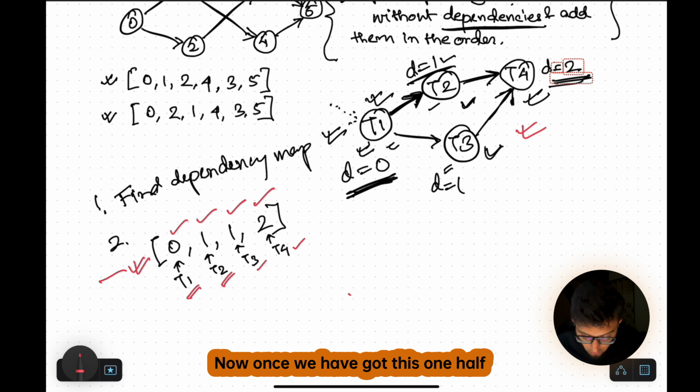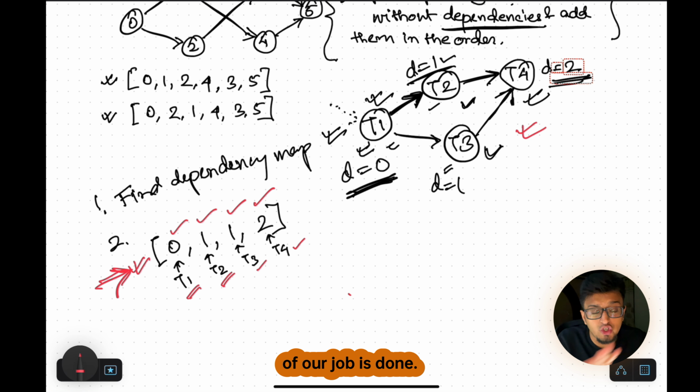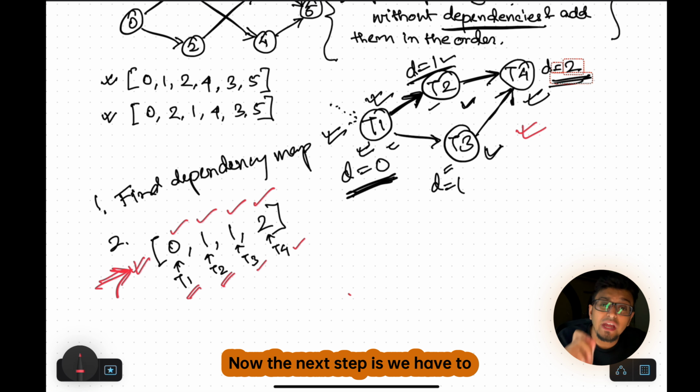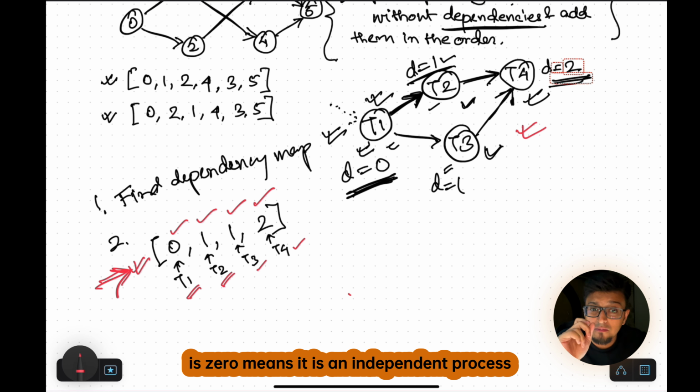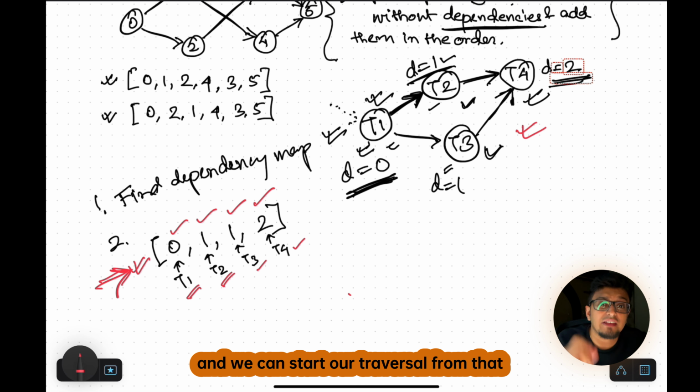Now, once we have got this one, half of our job is done. Now the next step is we have to find out all the nodes where the dependency is 0. Means it is an independent process and we can start our traversal from that node.